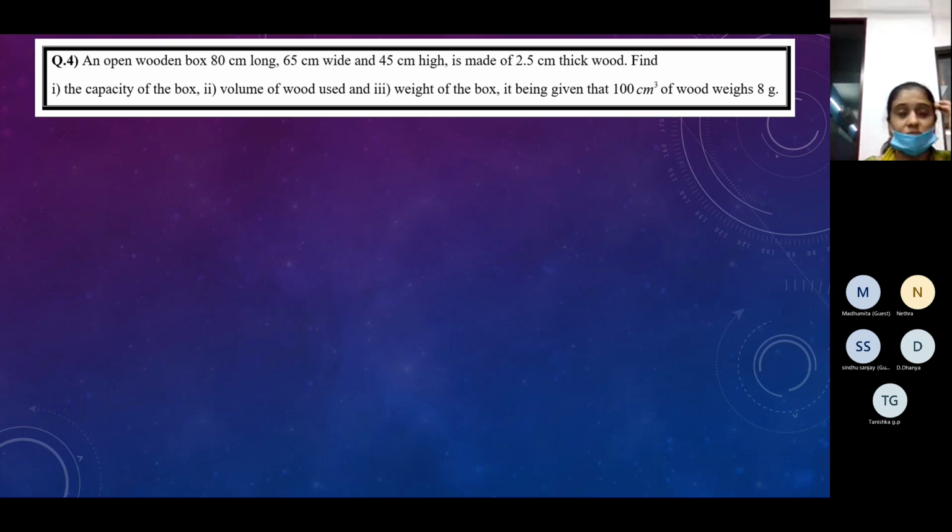Yeah. An open wooden box. Dimensions are given and the thickness of the wood is given. Now, before this, let me tell you something. How do we handle open boxes and closed boxes? Let me give you a different set of values. Now, supposing it's a closed wooden box.